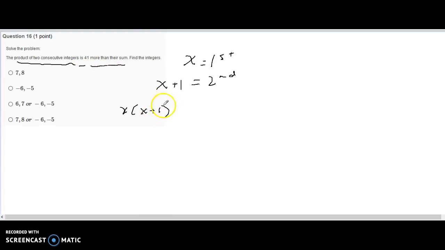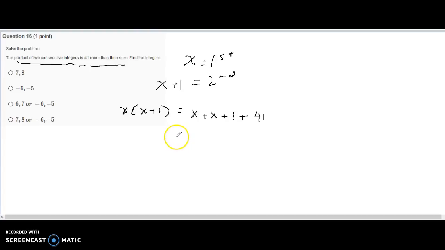And then it says is. Is often means equals, as it does in this case. What we're saying is that the product is the same as, or is equal to, and then the next thing is 41 more than their sum. So that means take their sum, which means add the two integers together, x and x plus 1, add them together. And then 41 more than that means add another 41.